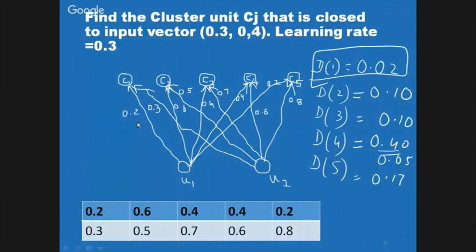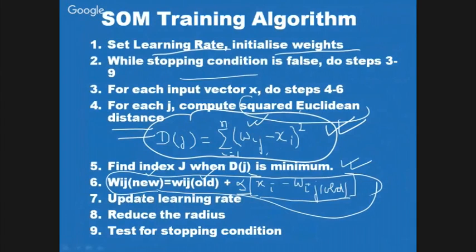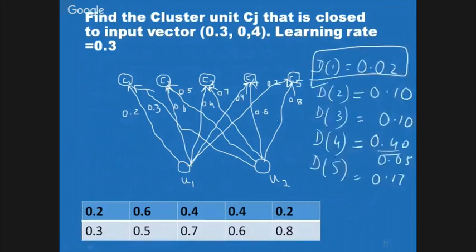Now what is the next step? Next step is that you have to update the weight. Which weight? Only the C1 weight. You should not update C2, C3, C4 and C5. Only the cluster which has the minimum distance, or belongs to cluster 1, only that weight you should update. Now what is the formula we have given? So let me just delete again. That is, the distance is your 0.02.